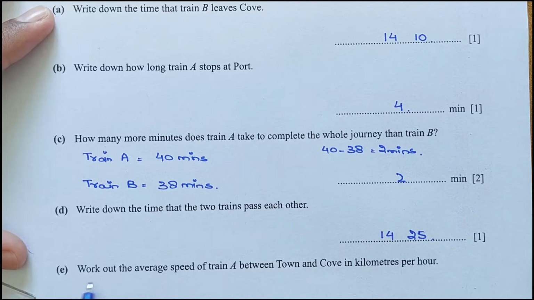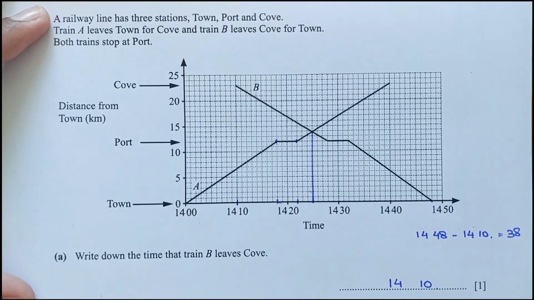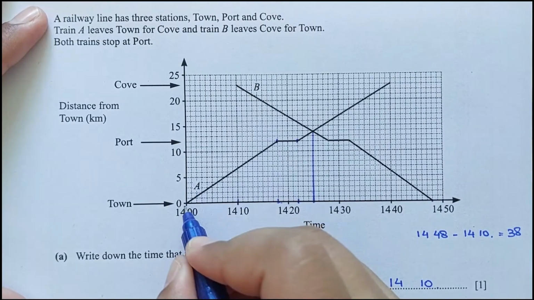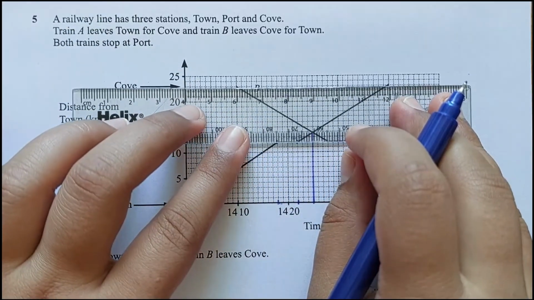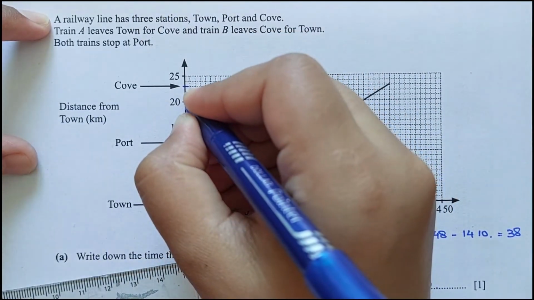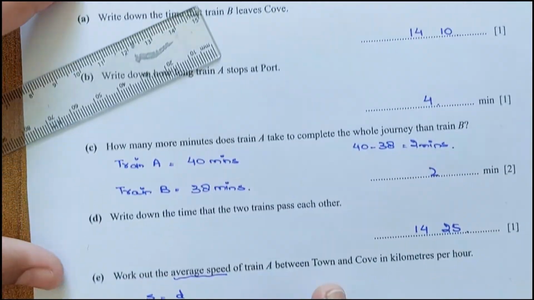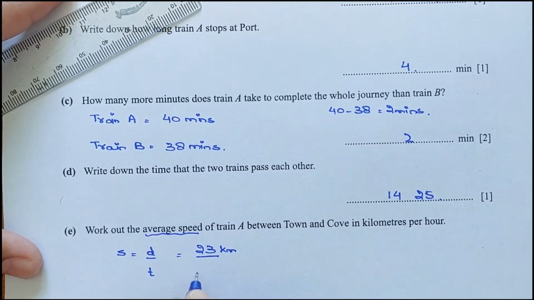Now for part E, work out the average speed of train A between town and cove in kilometers per hour. We know that speed equals distance over time, total distance traveled over total time taken. So we have to calculate the distance traveled for train A. This is 20, 21, 22, 23 kilometers. 23 kilometers is the distance traveled, and the time taken is 40 minutes.